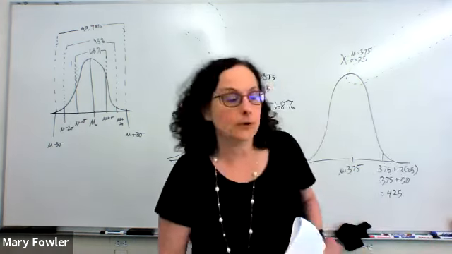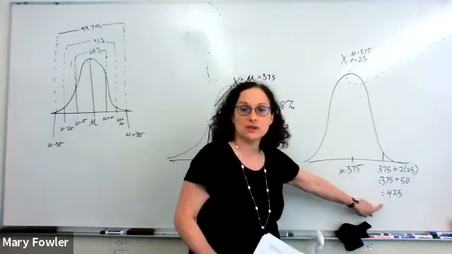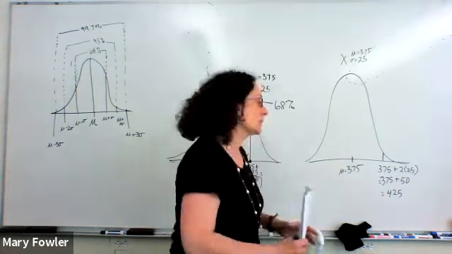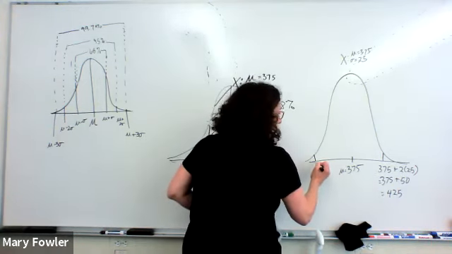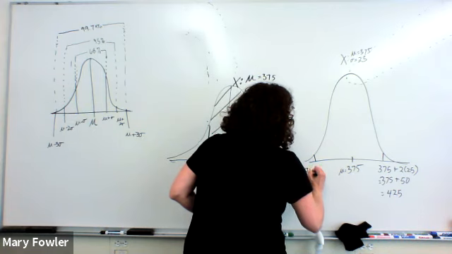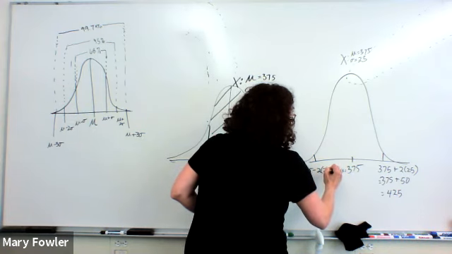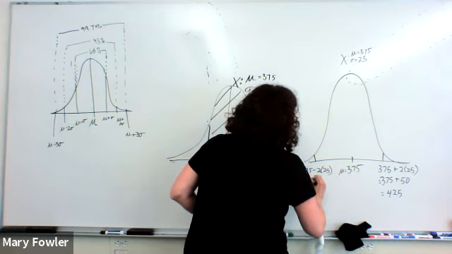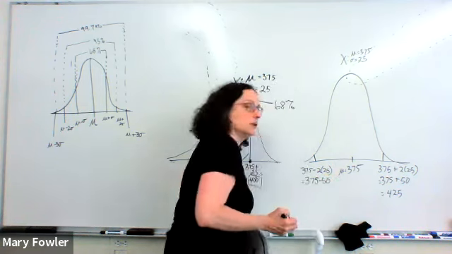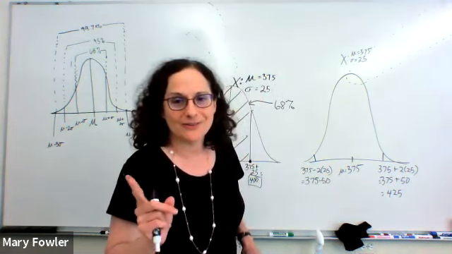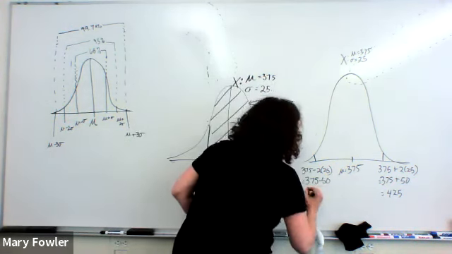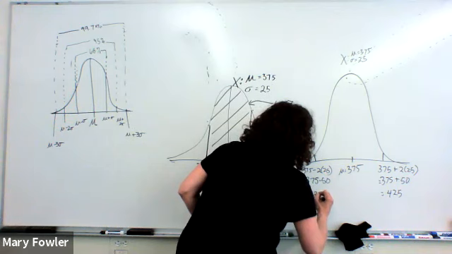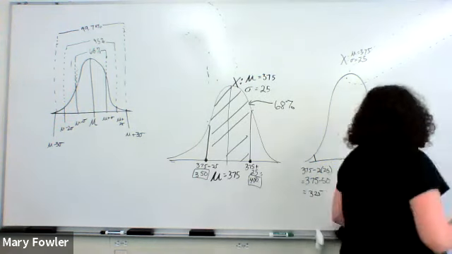425 is going to be the upper end of the 2 standard deviation interval. So we're going to come over here, and we're going to get 375 minus 2 times 25 for the lower bound of the 2 standard deviation interval. 2 times 25 is 50. We're going to subtract that from 375, and we get 325.